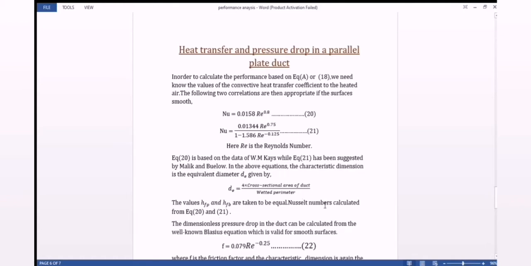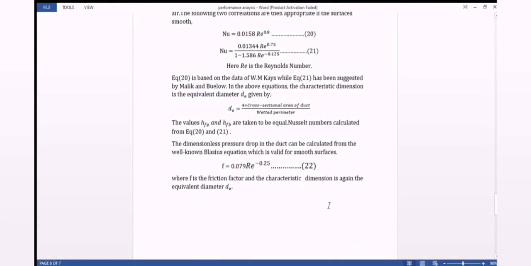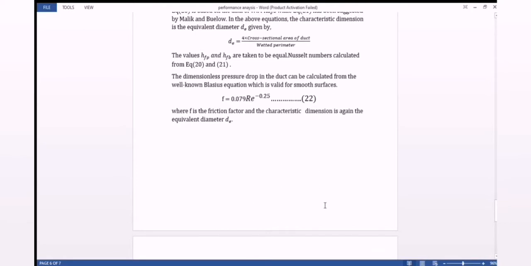The dimensionless pressure drop in the duct can be calculated from the well-known Blasius equation, which is valid for smooth surfaces, which is given by F is equal to 0.079 Re raised to minus 0.25. Here F is the friction factor and the characteristic dimension is again the equivalent diameter DE.